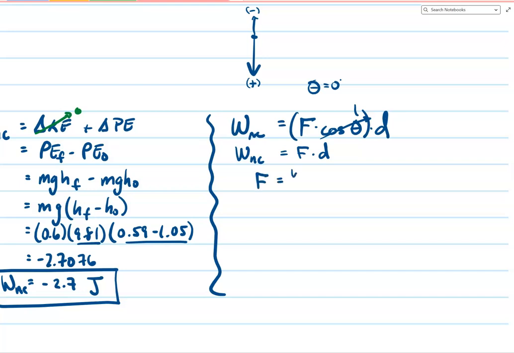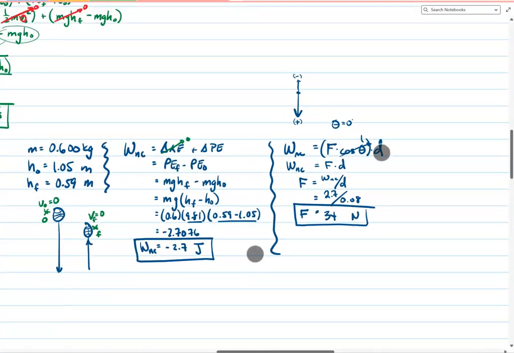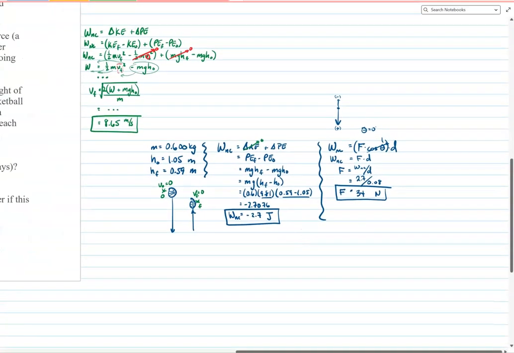So the force is the work done by non-conservative forces divided by the distance that the work was being applied, or that it took for us to complete that work. And so we have positive 2.7 joules divided by a distance of 0.08. When we divide those two, we end up getting 33.8 newtons of force. And I guess we only have 2 sig figs, so I better call that 34 newtons of force. So that player has to push the ball with 34 newtons of force in order for it to return all the way back to its starting position.